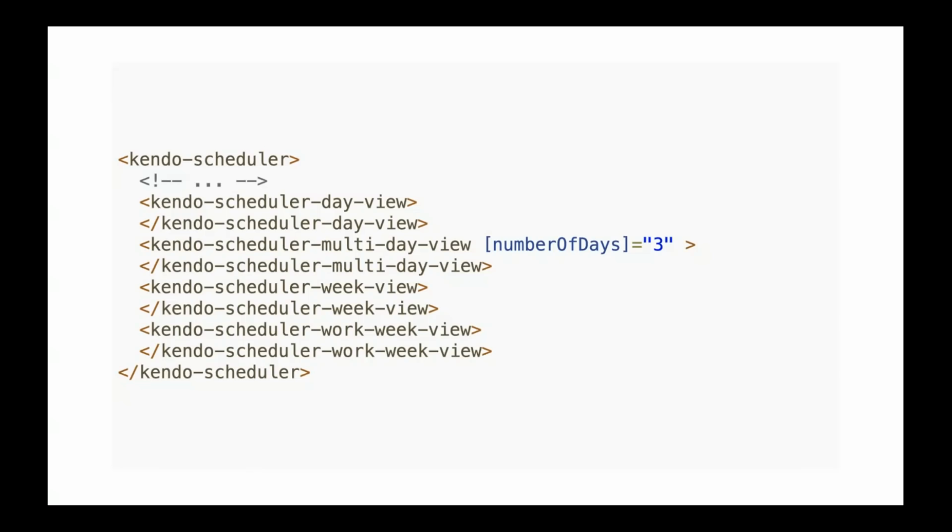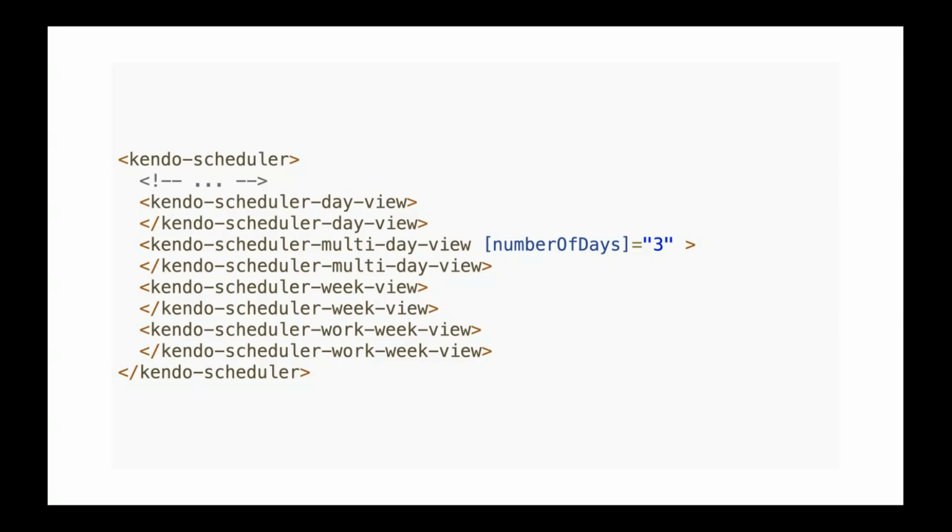The ability to support this is done through a series of elements that you'll add. These are just simply part of the root element for Kendo Scheduler. So if I wanted to, I could add a multi-day view, specifying the number of days as well. I also specify the work week view as well, simply by adding that element underneath as well.